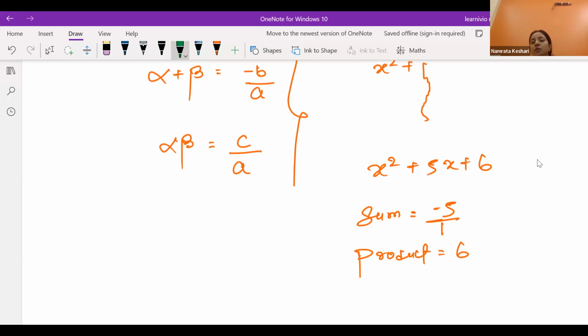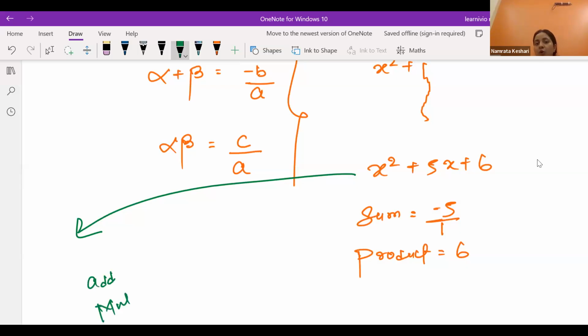You must have learned doing the verification, that find the zeros, add them, multiply them, and check whether the value is coming the same or not. According to the formula, whatever you have written, the sum and the product, are you getting the same sum and the same product or not from scratch?